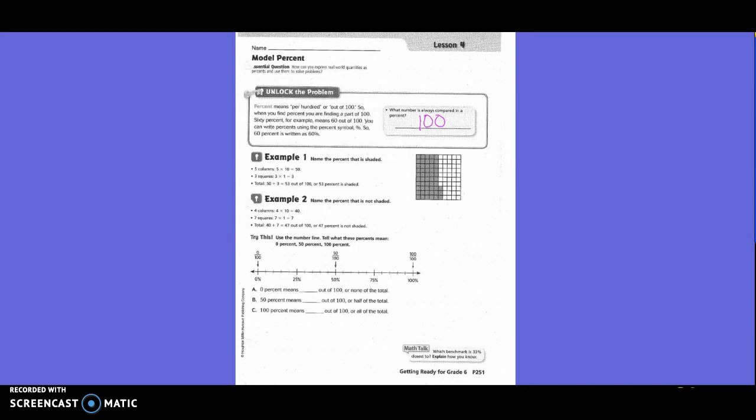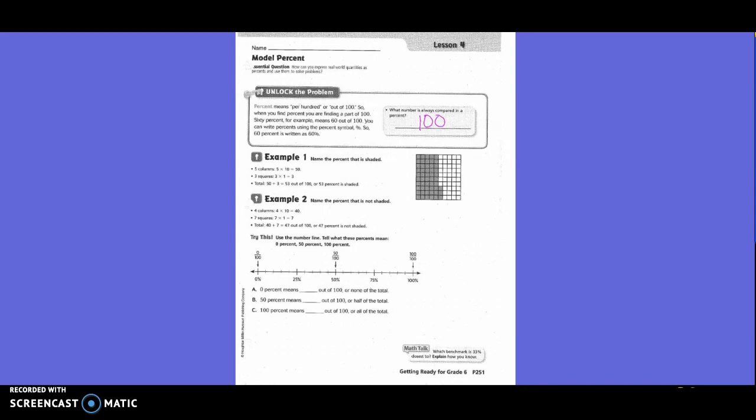Try this. Use the number line. Tell what these percents mean. So here we have 0%, 0 out of 100. 50 out of 100 would be 50%, and 100 out of 100 would be 100%.